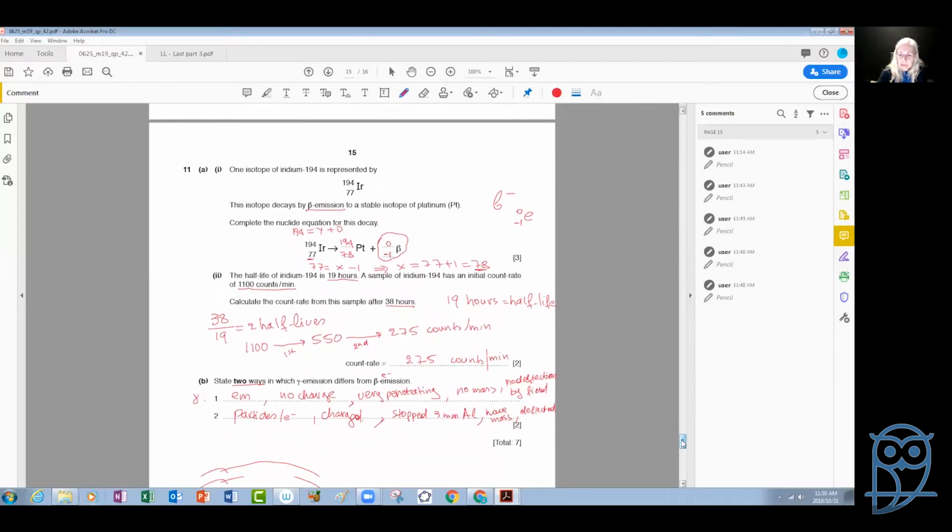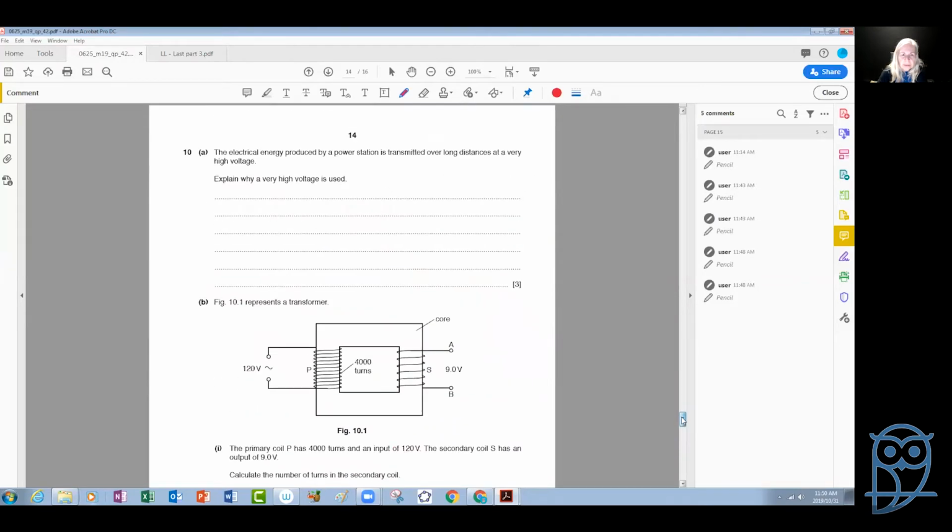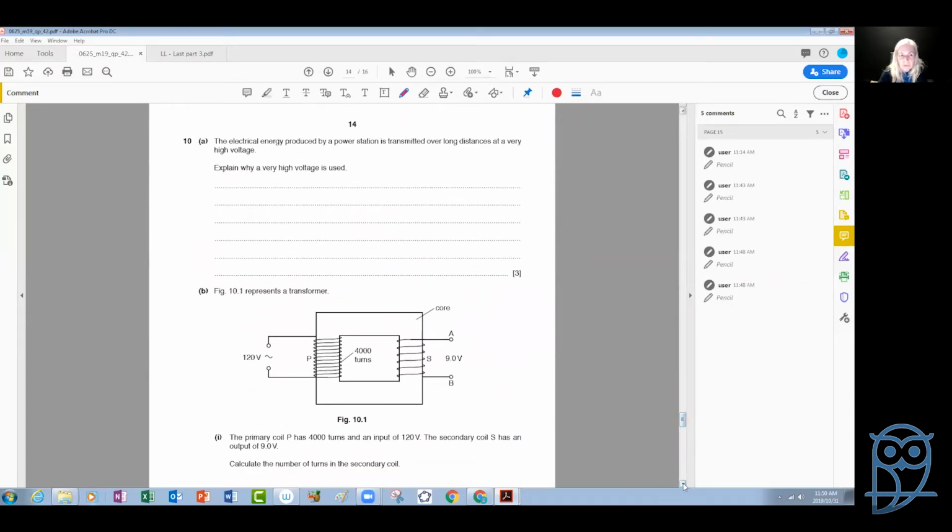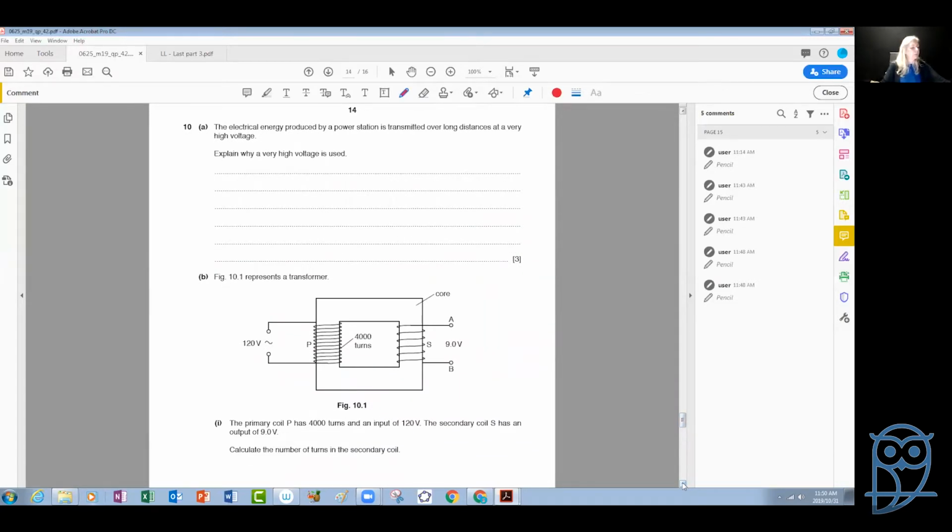Let's see, what was the previous question? I see transformers here. Question number 10, sorry. The electrical energy produced by a power station is transmitted over long distances at a very high voltage. Explain why a very high voltage is used.